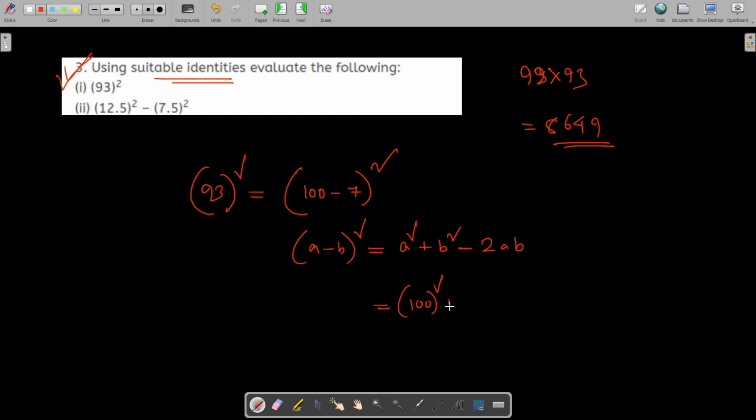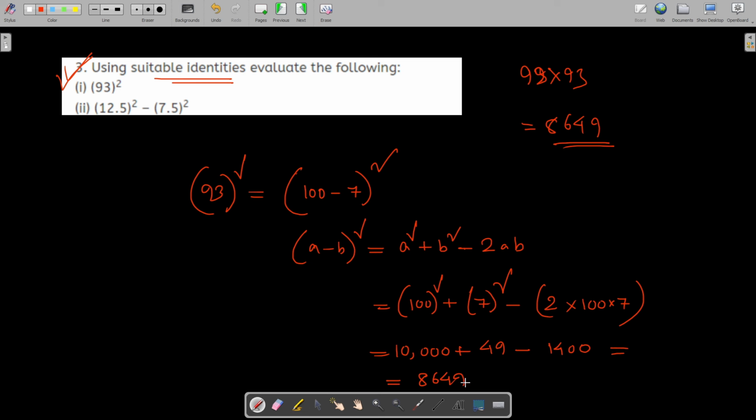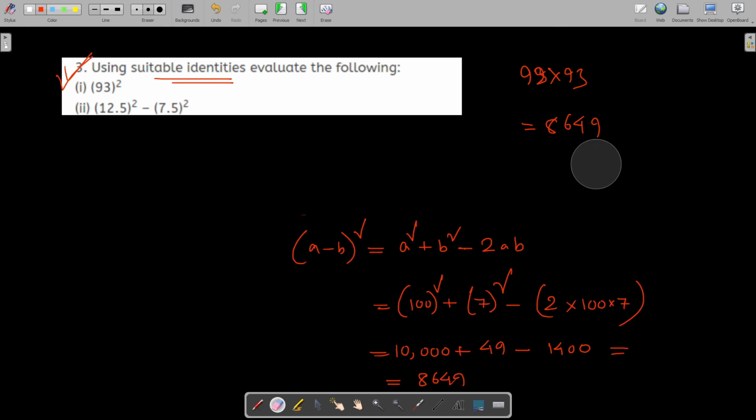So 93 square. Can we write 93 as 100 minus 7 whole square? Now what does it look like? It looks like a minus b whole square. So we will use that formula, which was a square plus b square minus 2ab. In place of a, we have 100. In place of b, we have 7 square. Then we have 2 into 100 into 7. 100 square is 10,000. This is 49 and this is 14 into 100, 1400, which is exactly equal to 8649. You can solve it and find the answer. Easy. So this is how we use the formula a minus b whole square to solve a question like this one where there is a negative sign.